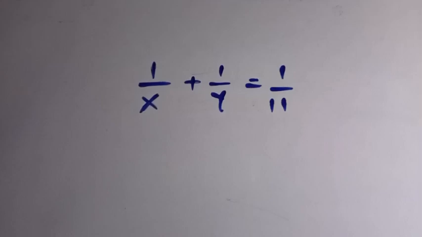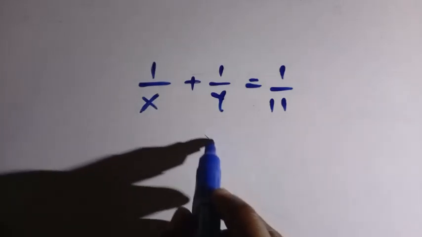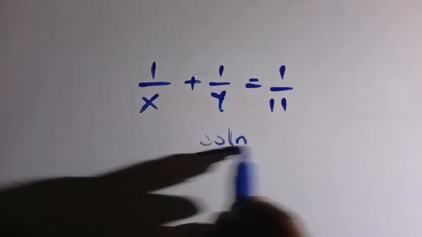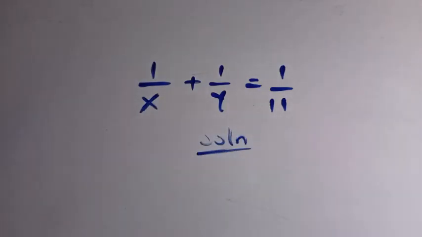How to solve for the value of x and y in these algebraic equations. We have 1 over x plus 1 over y equals 1 over 11. So to solve for the two values of x and y that satisfy this, the first thing we'll consider here is the solution. So after having our solution from here, suppose we multiply these equations out by xy.